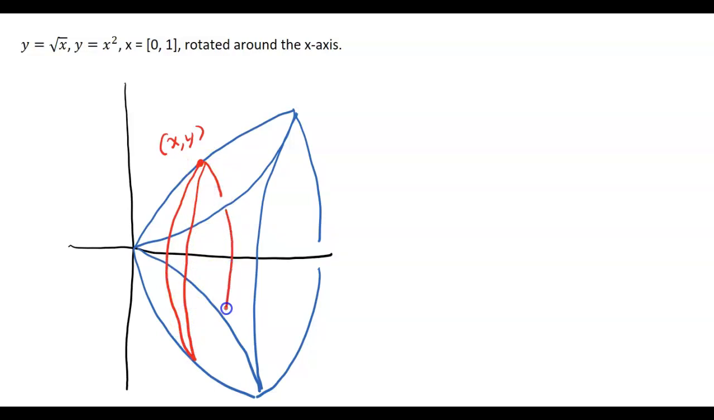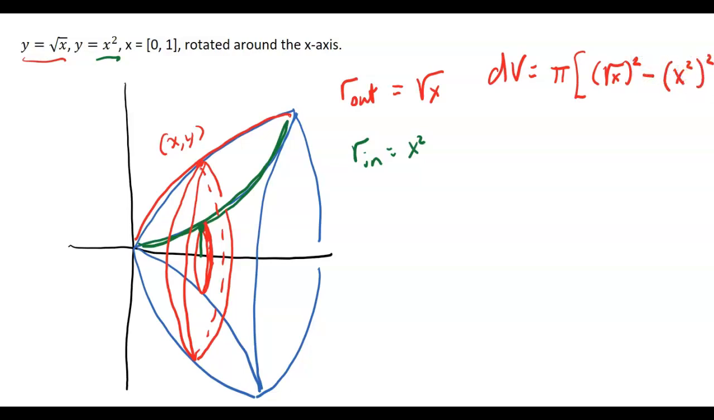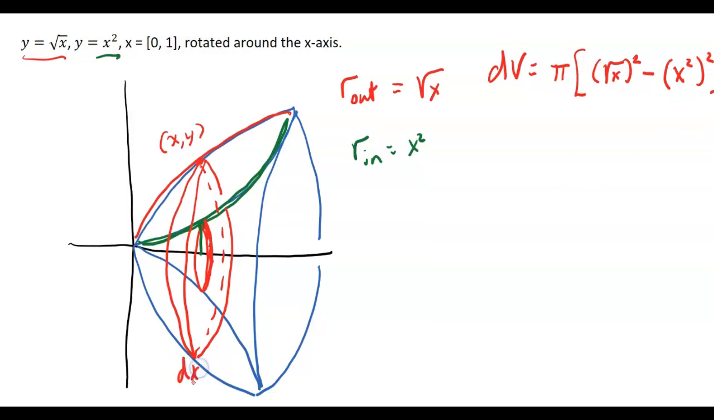So there's this, and then here is the hole. Our outside radius is going all the way out to this function here, which is y equals the square root of x, and our inside function is going up to this right here, which is x squared. So the volume of a washer is pi outside squared minus inside squared times the thickness, which is dx.